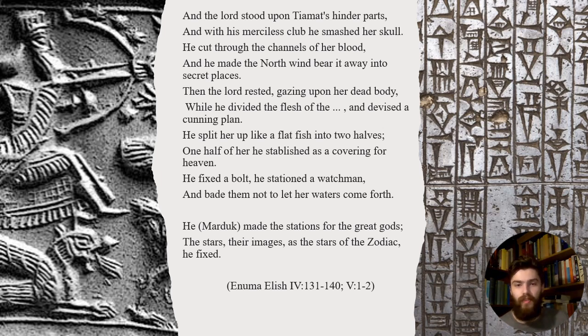While he divided the flesh, the tablet is broken there, it goes on to say he devised a cunning plan. He split her like a flat fish in two halves. Very violent imagery here, but this is the understanding of splitting the waters from the waters in Genesis 1. One half of her he established as covering for heaven, and he fixed a bolt and stationed a watchman, bade them not to let the waters come forth. Again, this is the idea of the Rakia in Genesis 1, keeping the waters above at bay.